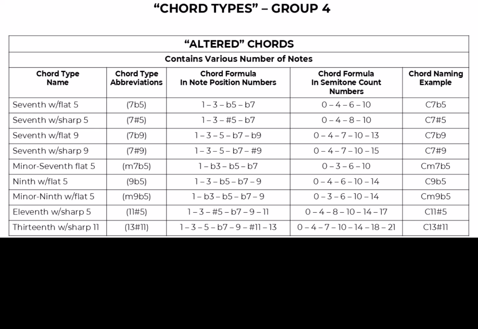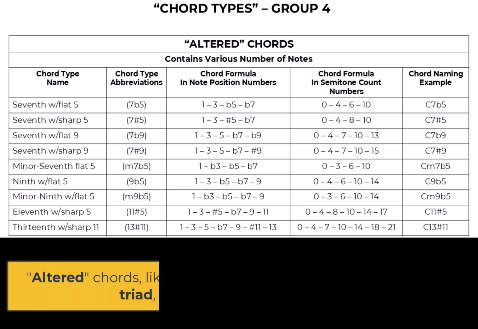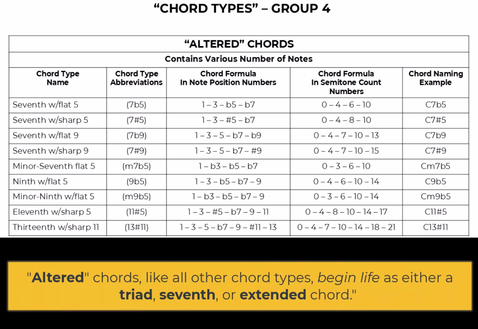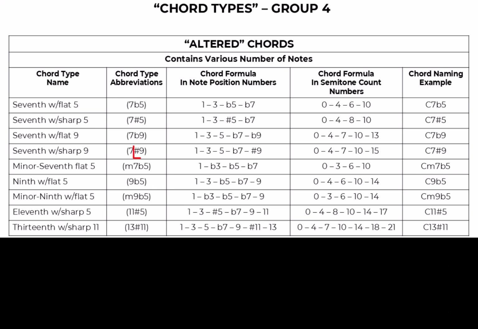However, you might run across a few chords that are abbreviated with the ALT abbreviation in their name, which can be a bit more complicated to translate. And yet, like all other chord types, altered chords begin life as either a triad, a 7th, or an extended chord. Then, as indicated in the chord's name, certain notes are either sharpened or flattened to change them from their original, quote, diatonic tone to some, quote, altered tone.